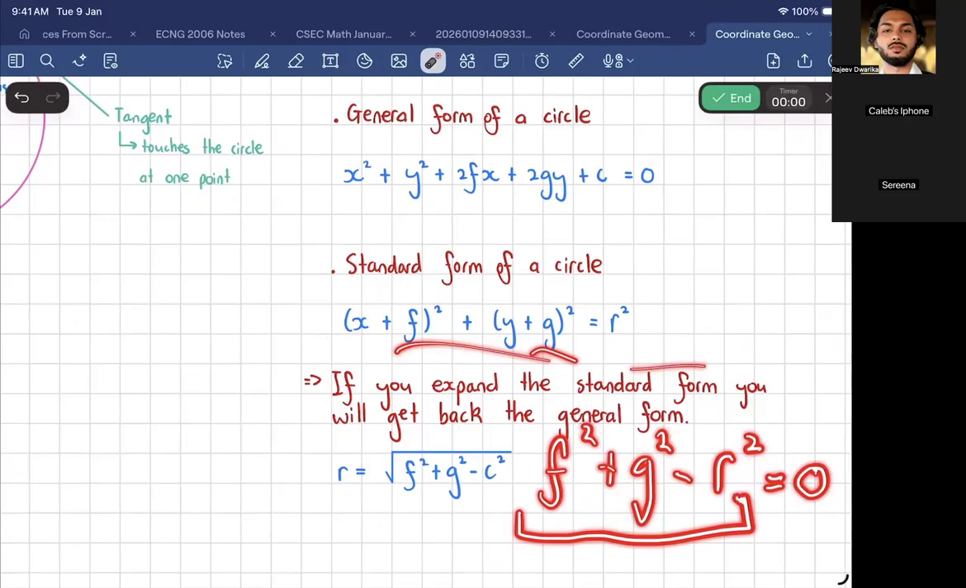No. So all of those are constant terms. That would correspond to the c term. So long story short, c would be equal to f squared plus g squared minus r squared. Yeah or no? Yes, sir. All right.